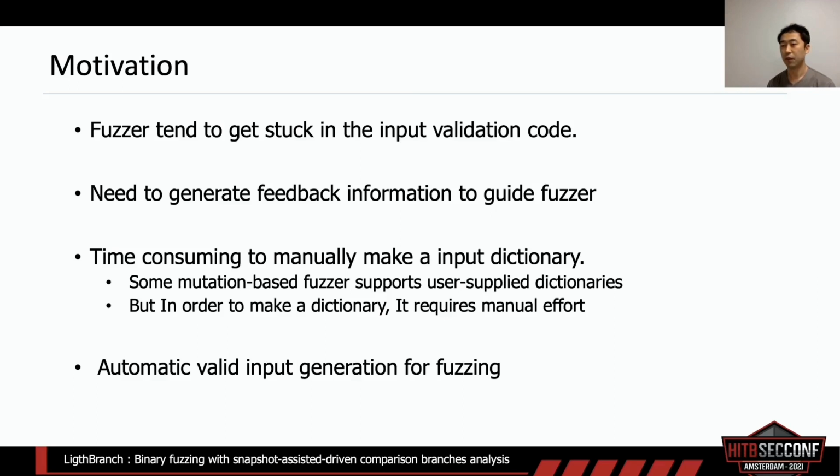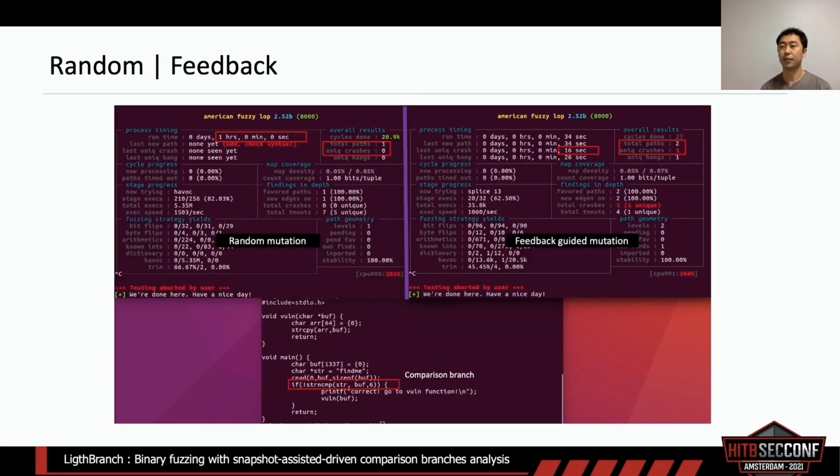So some mutation-based fuzzers support a user-supplied dictionary. This dictionary consists of input keywords for feedback. However, manually making input keywords is very time-consuming. It requires human effort. I don't want to spend too much time on this. So we needed functionality which can automatically generate interesting input for fuzzing.